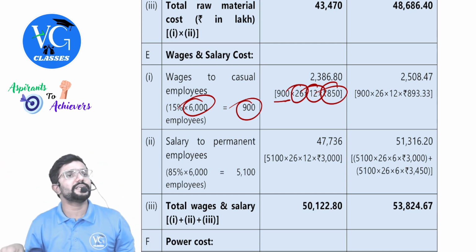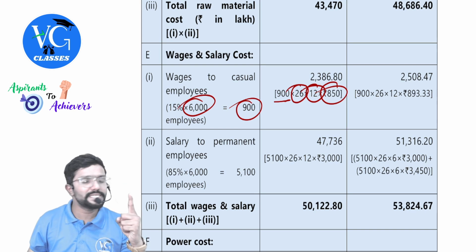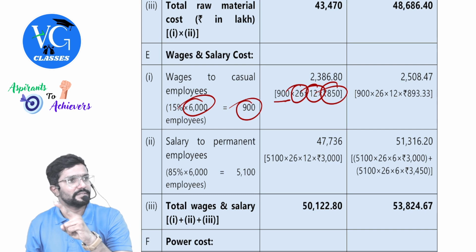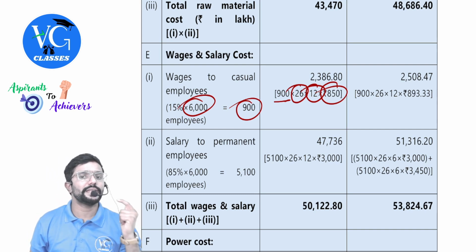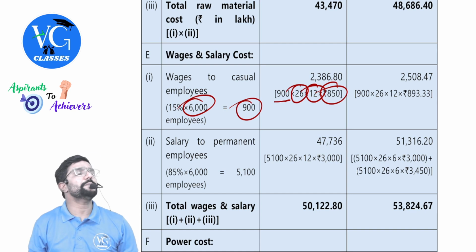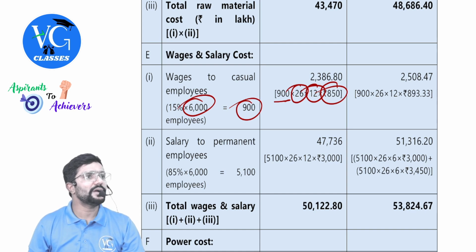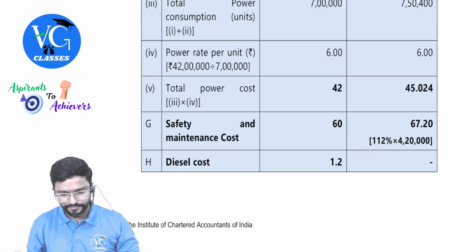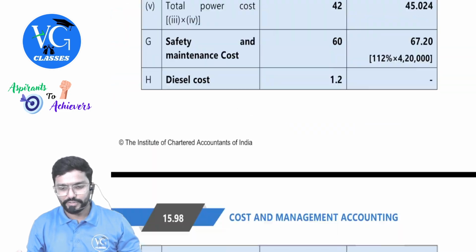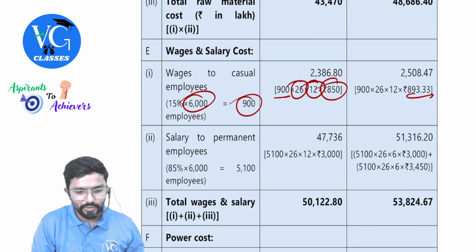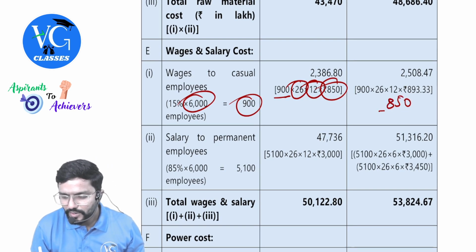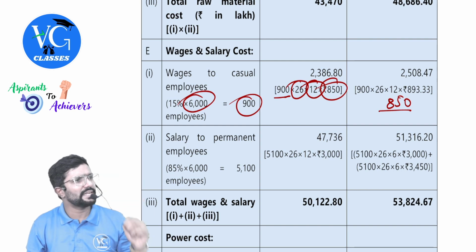First calculate number of days they will work. 26 days per month into 12 months. Into how many workers are there? 900. Into rupees 850 per day. Okay. Guys, this is important. Have they shown anywhere? Okay, better show you. How did we derive that? Sir, 850 was when? How much is that number? I had shown the calculation.